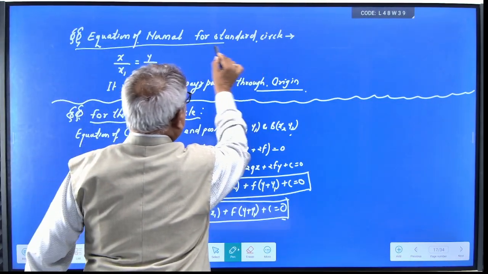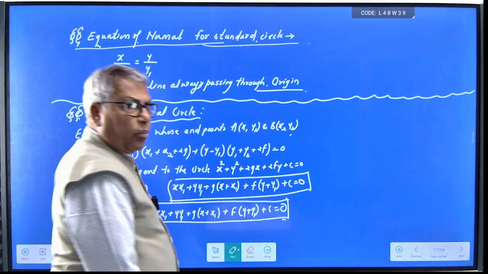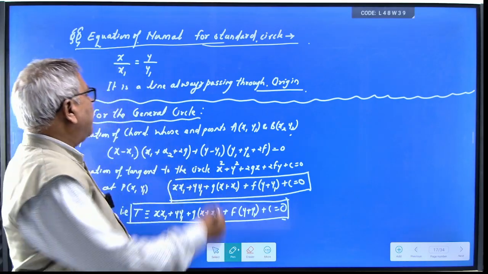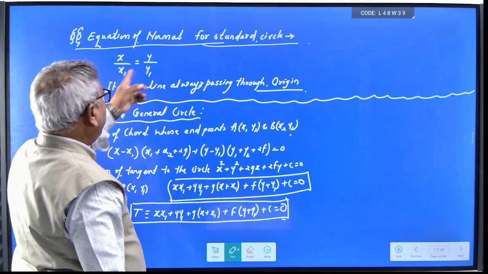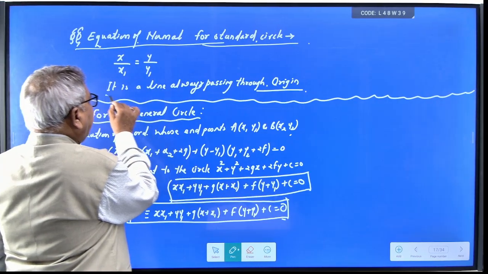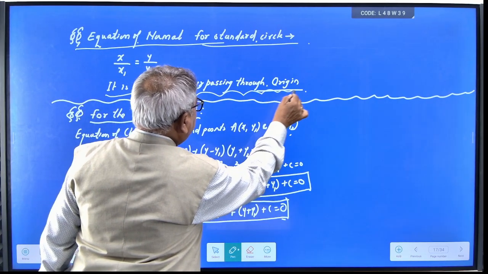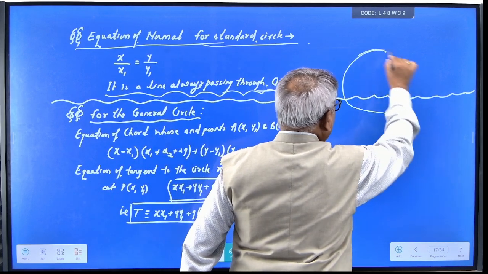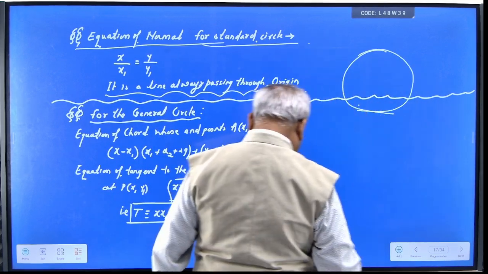Now the equation of normal for the standard circle. What is the normal? x upon x1 is equal to y upon y1. It is a line always passing through the origin. What is a normal? Normal is a line. Just wait.